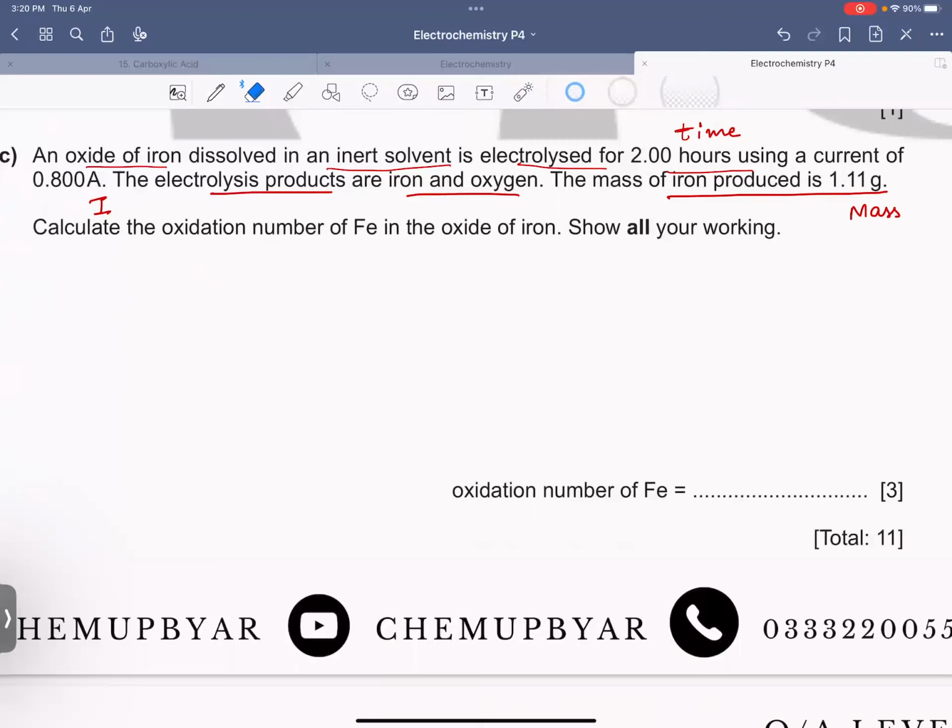And the current. Now, see the question. Calculate the oxidation number of iron in the oxide of iron. Show all your working. You have to find the oxidation number over here. How could you do this?